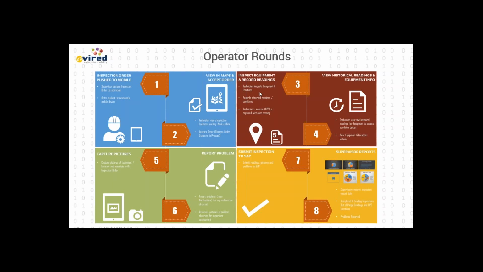The operator visits the equipment locations and records the measuring readings from this equipment and location. While recording the readings, the GPS information is captured too, so that at a later point in time, you can check if it was really done at a particular location. Additionally, you can look at historical readings for this equipment to know how it has been performing.